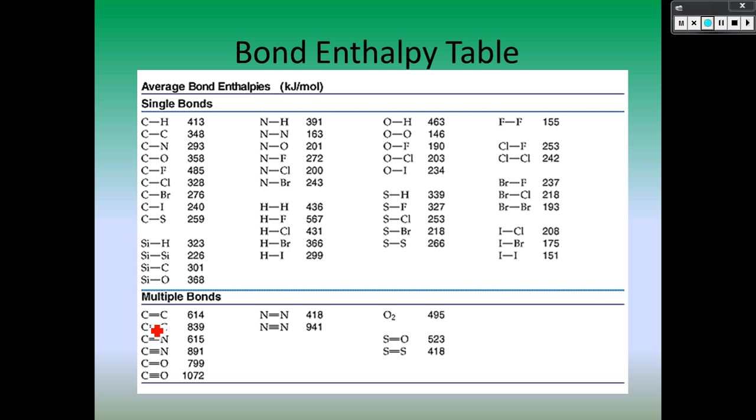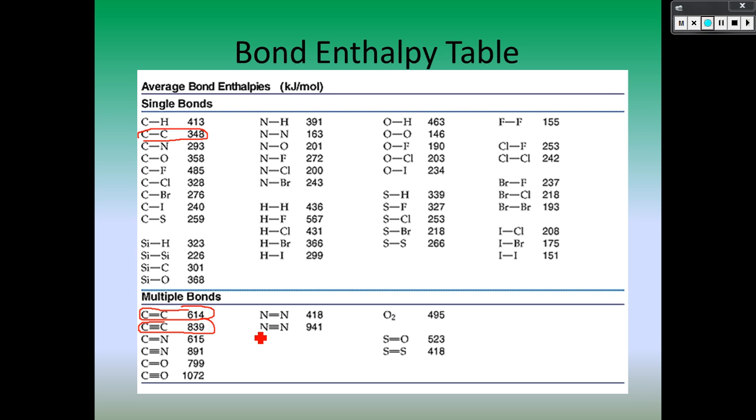So for example, here's a carbon to carbon bond, and that is 384 kilojoules per mole. A double carbon to carbon bond is 614 kilojoules per mole, and a triple carbon to carbon bond is 839 kilojoules per mole. It takes more energy as you go from single to double to triple bonds of the same things.